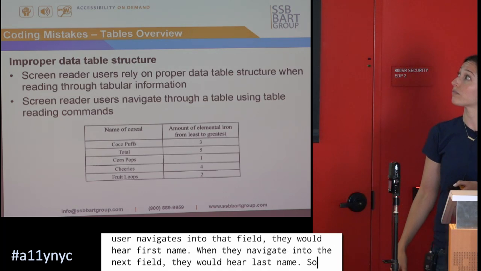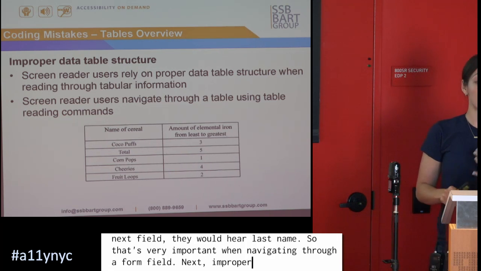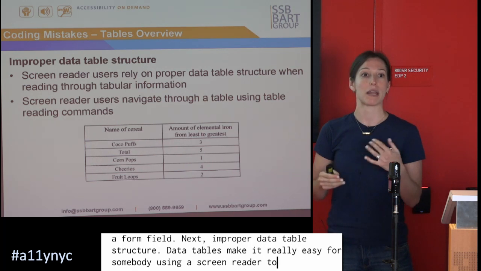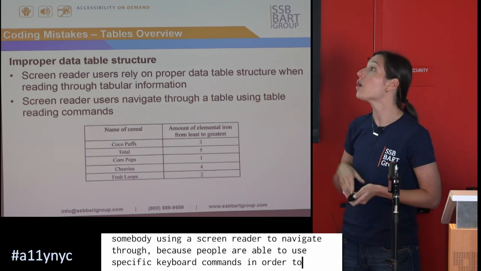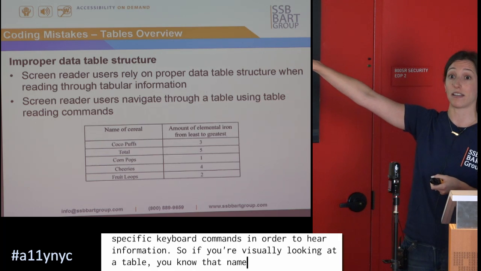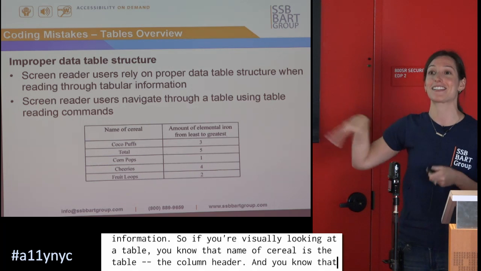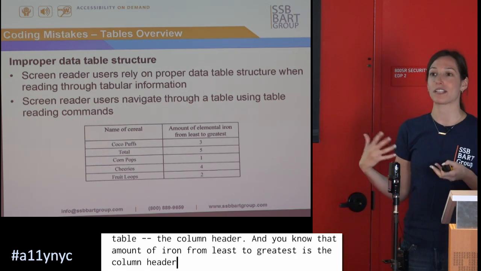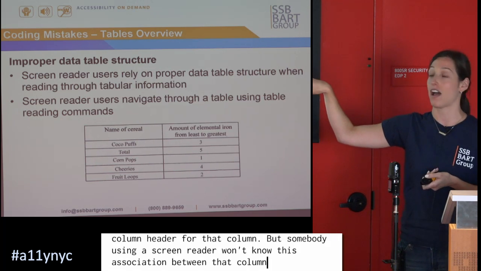Next, improper data table structure. Data tables make it really easy for somebody using a screen reader to navigate, because people are able to use specific keyboard commands in order to hear information. If you're visually looking at a table, you know that name of cereal is the column header, and you know that amount of element iron from least to greatest is the column header for that column. But somebody using a screen reader won't know this association between that column header and the data cell.